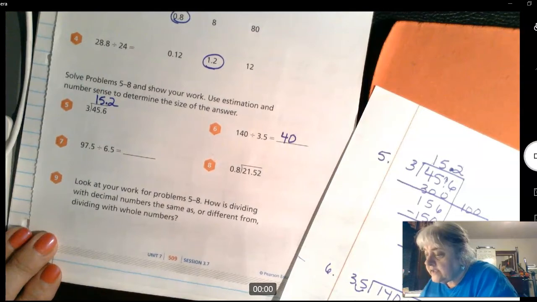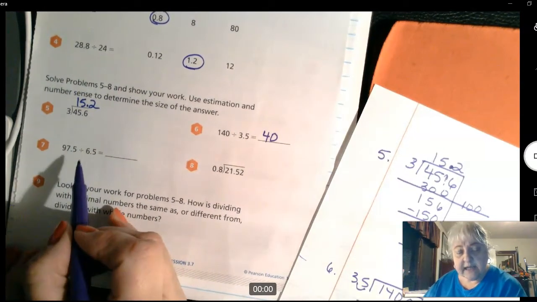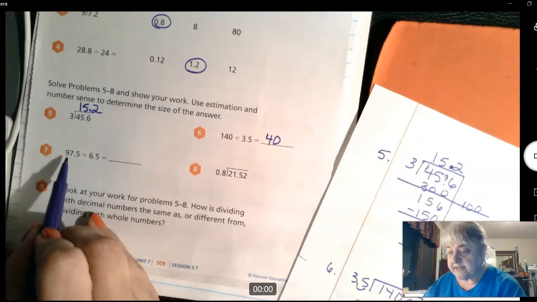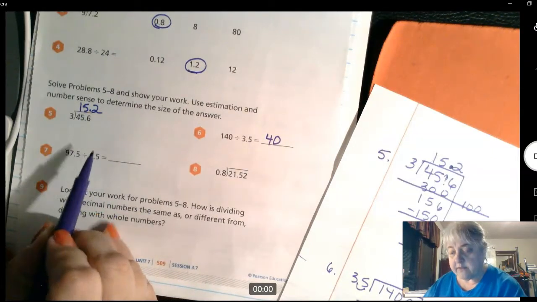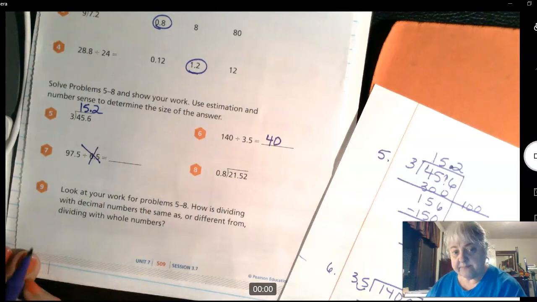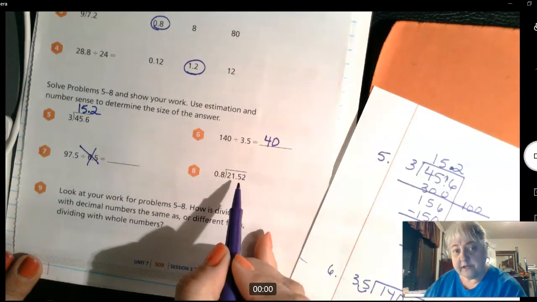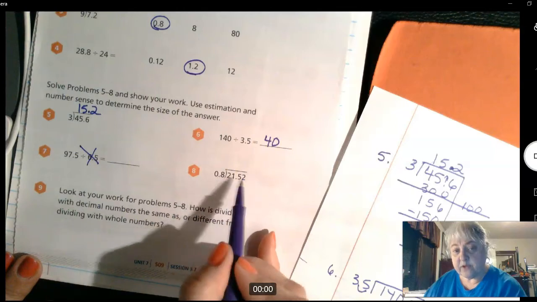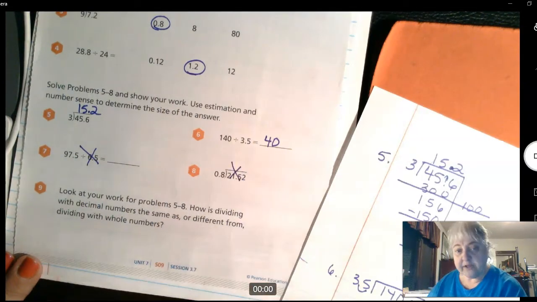Okay, on number 7, in 5th grade, our learning target is just having a decimal either in the dividend or the divisor, not in both of them. So I want you to mark it out. And number 8, there's a decimal in both of them, and the 5th grade learning target is to just have the decimal in one of those numbers. So I want you also to mark it out.